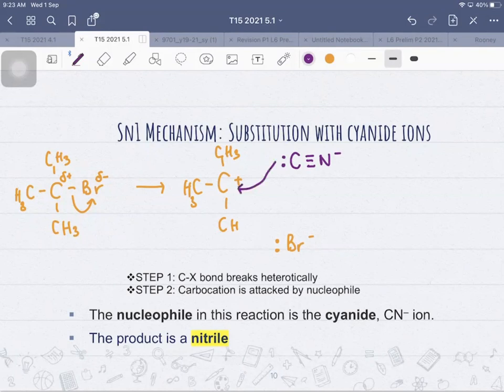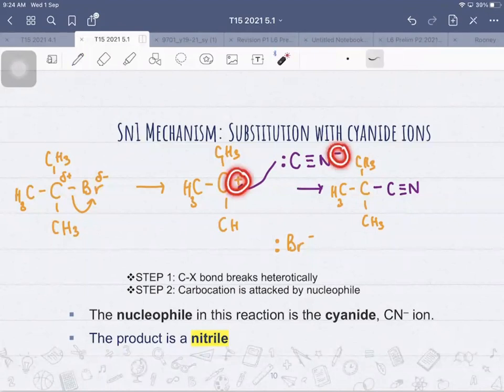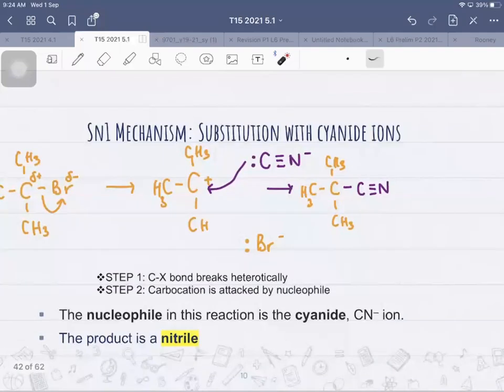Next is the nucleophile donating its lone pair to the positive carbon to form your product. The new bond being formed is between the carbon and the carbon. If you put your lone pair on nitrogen, the new bond will be between carbon and nitrogen, and that is wrong. Okay, so what happens to the charges? You have a positive charge combined with a negative charge, then you have neutral. You get a neutral product. So this is called a nitrile.